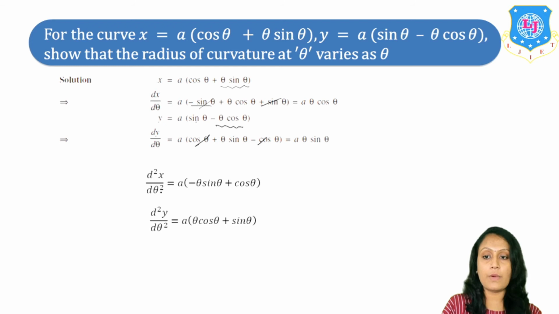Now we will find d square x by d theta square. So we will find again the derivative of this term with respect to theta. A is constant. Apply the multiplication rule. So you will get minus theta sin theta plus cos theta. And again we'll find d square y by d theta square, means derivative of this term with respect to theta. A is constant, so we'll keep it outside. Apply the multiplication rule. So here you will get theta cos theta plus sin theta.